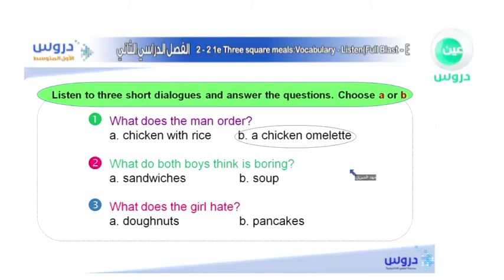Okay. Once again, let's read it once again.